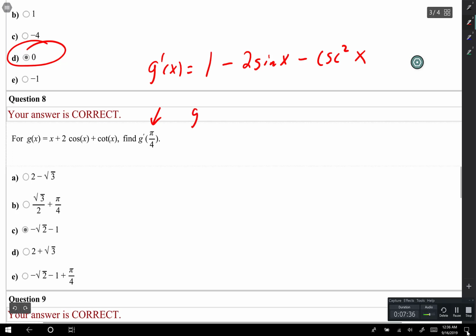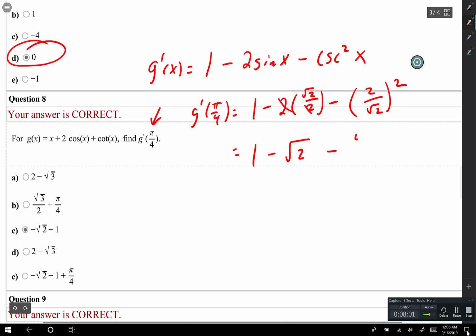All right, so now I'm going to plug in pi over 4. So 1 minus 2 times sine of pi over 4, which is square root of 2 over 2. Minus, and then cosecant is the reciprocal of sine, so I'm going to write it as 2 over square root of 2, and I'm going to square that. So here we go. 1 minus, these 2's cancel out, so square root of 2. Minus 2 squared is 4, square root of 2 squared is 2. So 1 minus square root of 2 minus 2. So finally, negative 1 minus square root of 2. There you go.